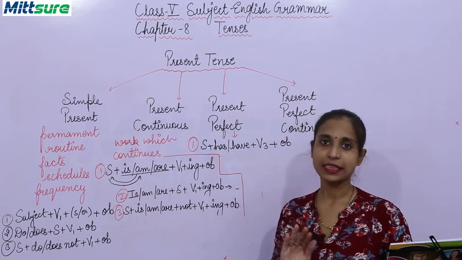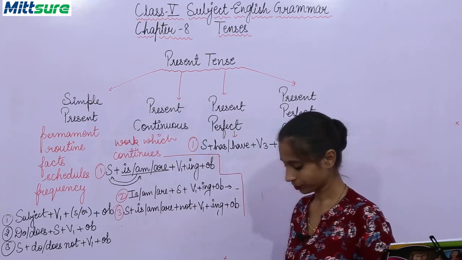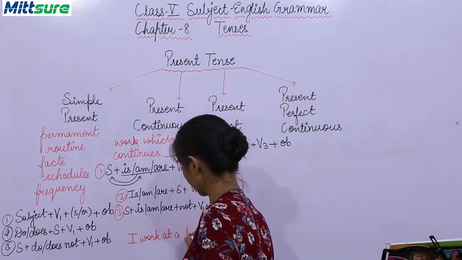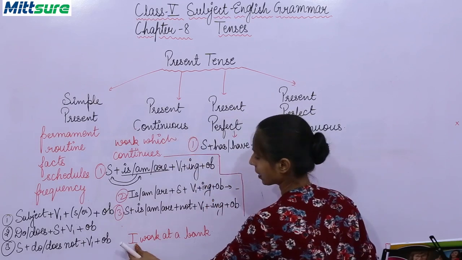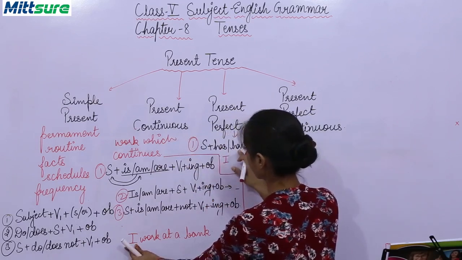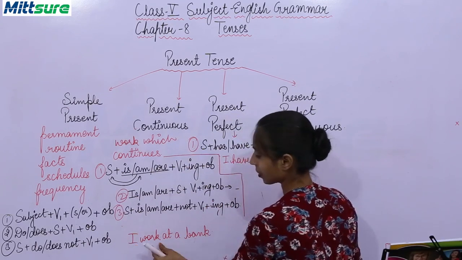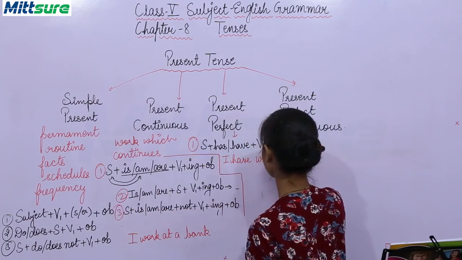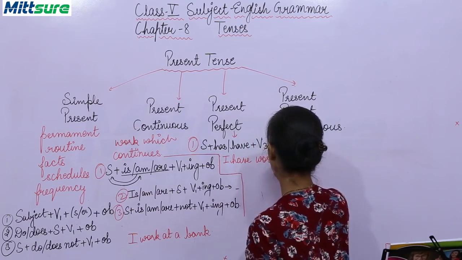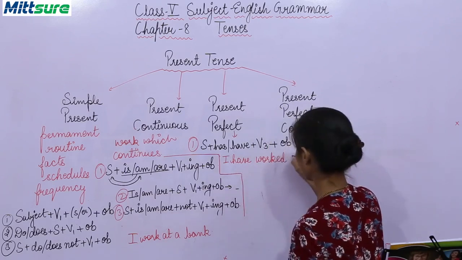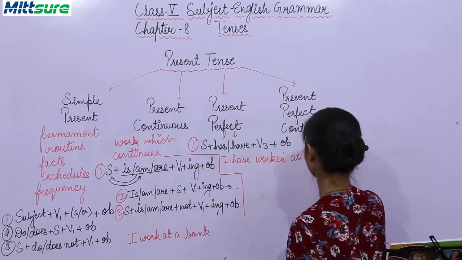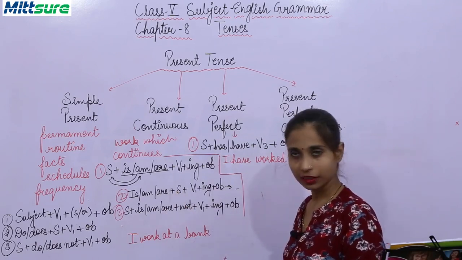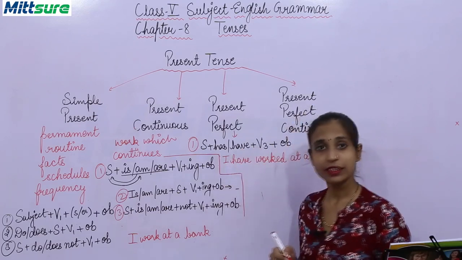I work at a bank. This sentence we are going to take. This is a simple present tense. Change this. Subject is I. With I we are going to use have. I have. Verb is work. Third form will be worked. I have worked at a bank. I have finished my lunch. You have finished your lunch. Like that. So this will be the formula for assertive sentences.